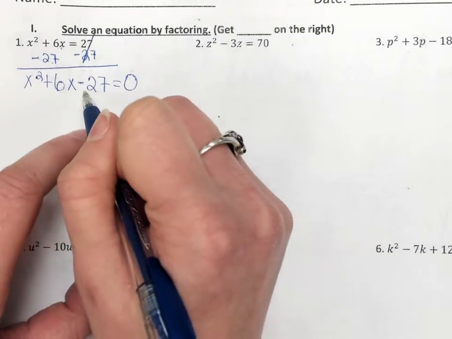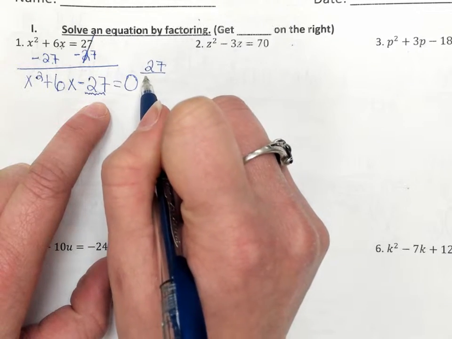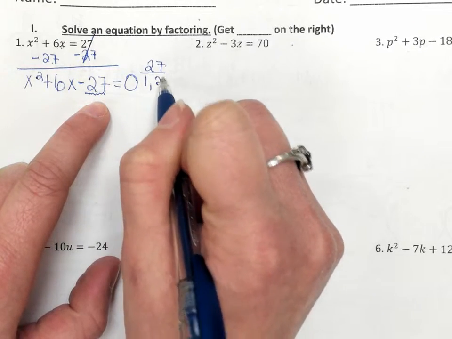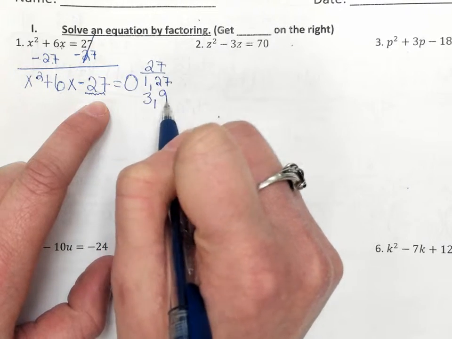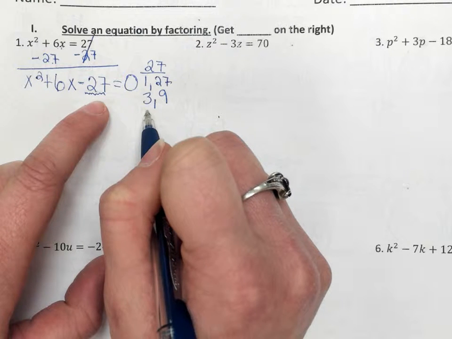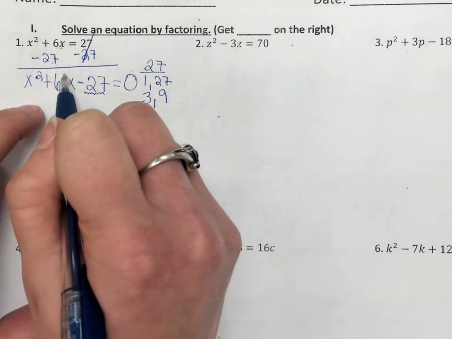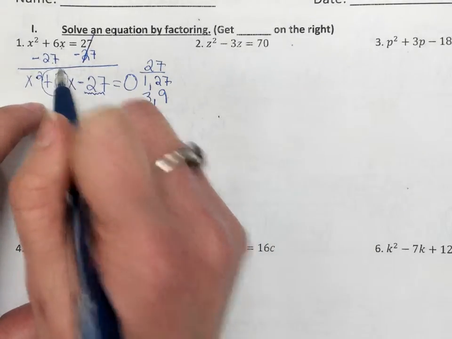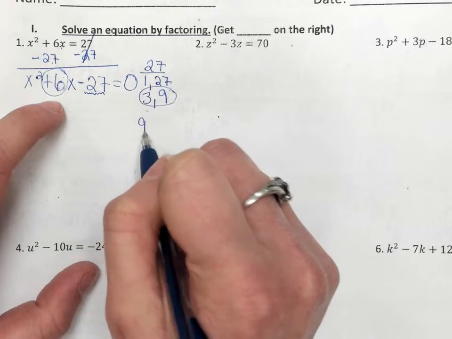Okay, here we go. What's the numbers that go into 27? 3. No, start with 1. 1 and? Does 2 go? No. Does 3 go? 3 and? 9. Does 4 go? No. 5? No. 6? No. 7? No. 8? No. And I already have 9. Okay, here we go. Which one adds or subtracts to be 6? 9 minus 3. Very good.